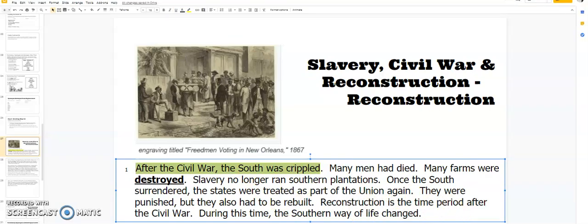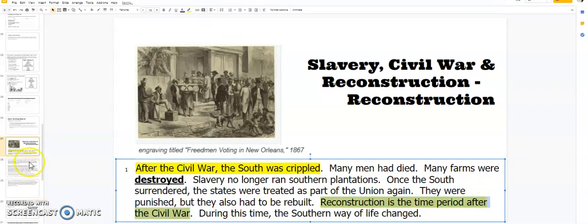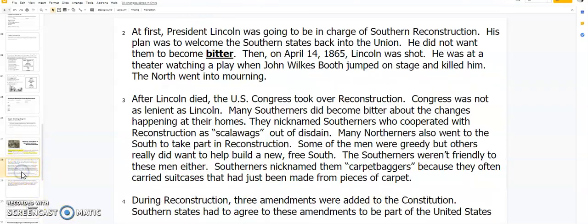Once the South surrendered, the states were treated as part of the Union again. They were punished, but they also had to be rebuilt. Reconstruction is the time period after the Civil War. Oh, that's very important for when we answer our questions, I believe. So I'm going to highlight that. During this time, the Southern way of life changed.